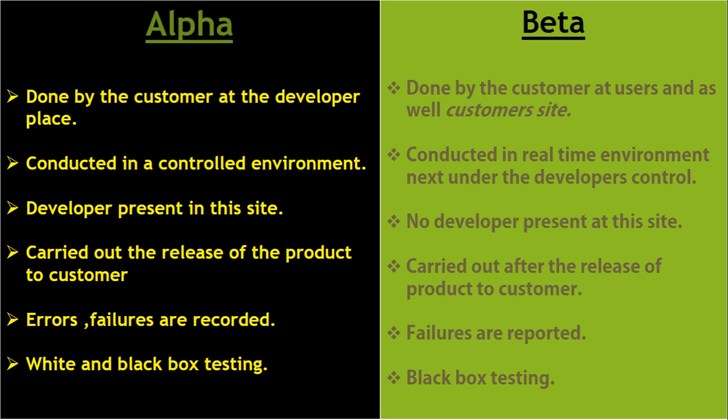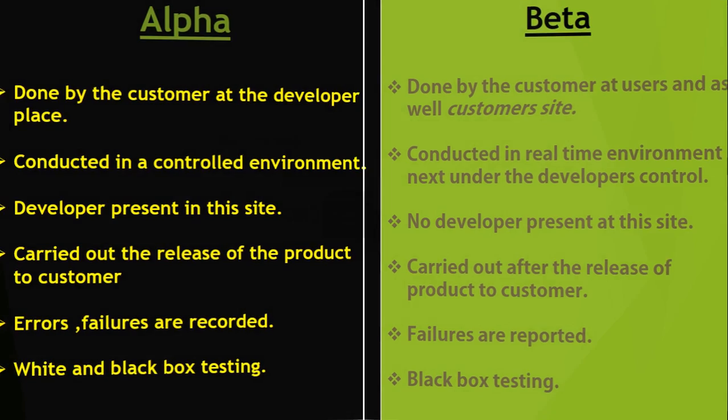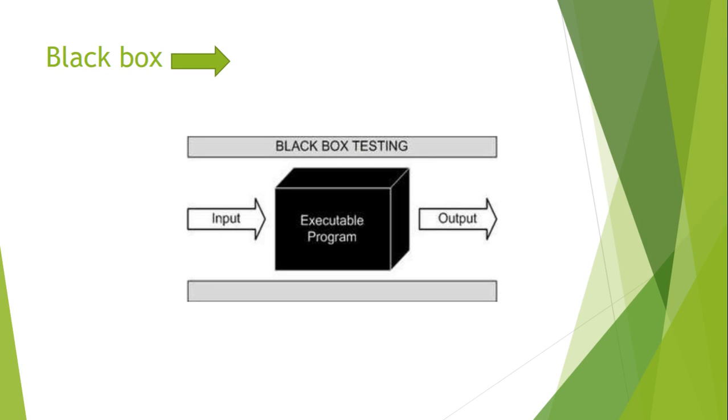So let's talk about black box and white box. Here we see, oh, it's looking very good, I think. Black box testing, and there is a picture of the black box testing process. Here you see that the input is coming into an executable program, and after doing the process, the output comes.